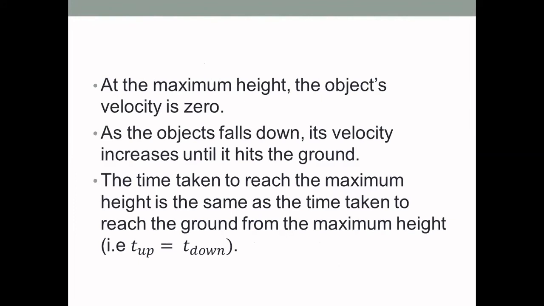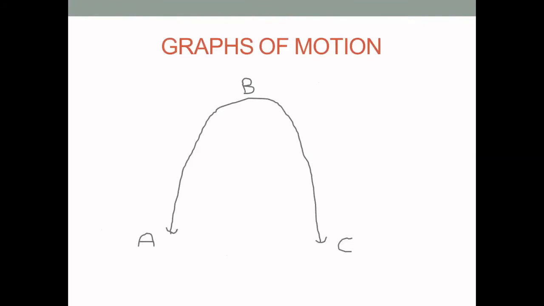At the maximum height, the object's velocity is 0. As the object falls, its velocity increases until it hits the ground. It increases simply because the object is now moving in the direction of gravity, which means it's going to accelerate. The time taken to reach the maximum height is the same as the time taken to reach the ground from the maximum height, which means T up is equal to T down.